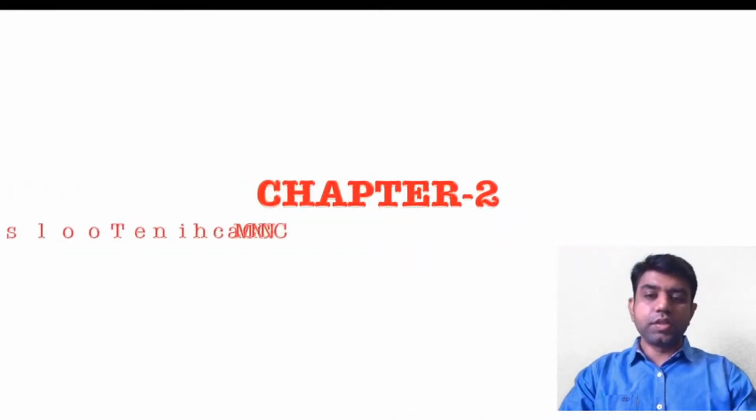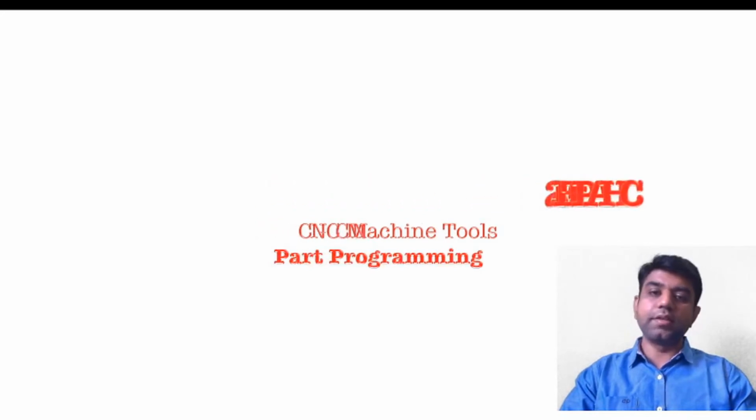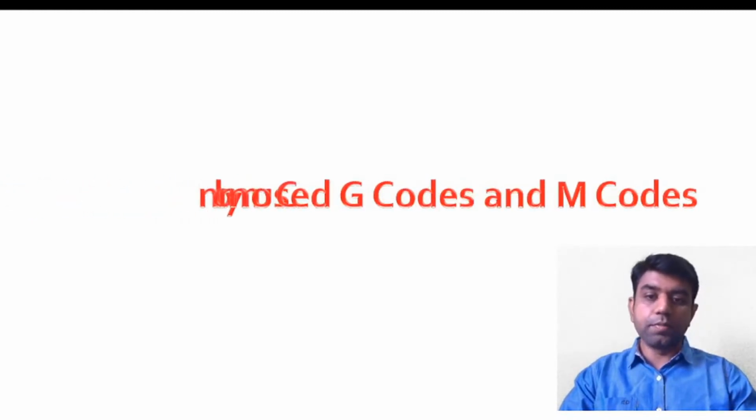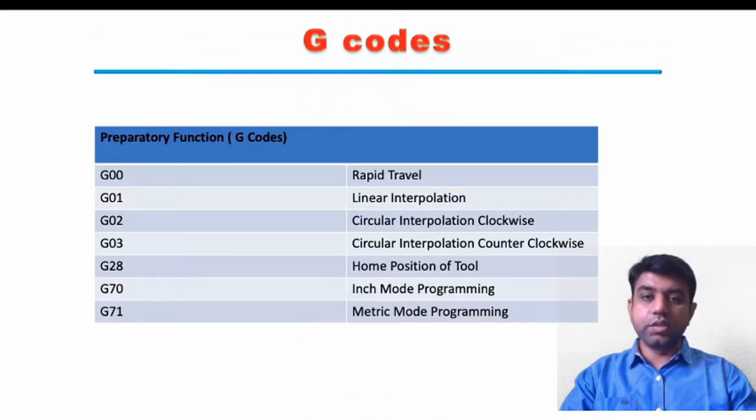Today we are going to discuss chapter number 2, that is NC machine tool, and specifically we are shifting towards part programming. Let us begin with the concept of the different codes we use in part programming. As we saw in the earlier class, there is a specific format to write the part program. But in order to understand even the part program sentence, we first need to get an idea about the G codes and M codes. So let's get started with the G codes.